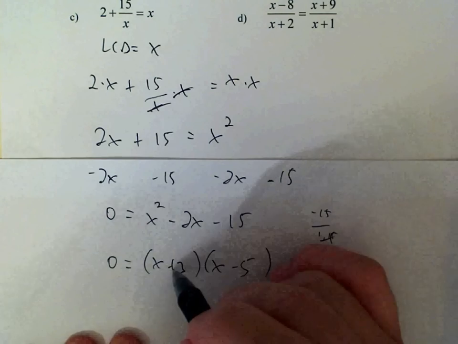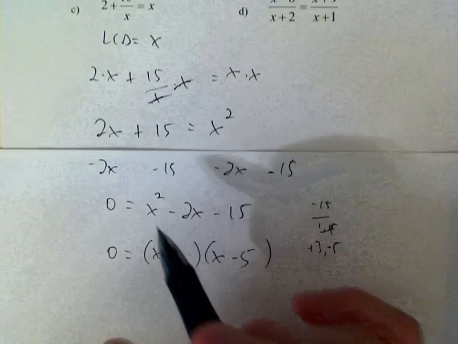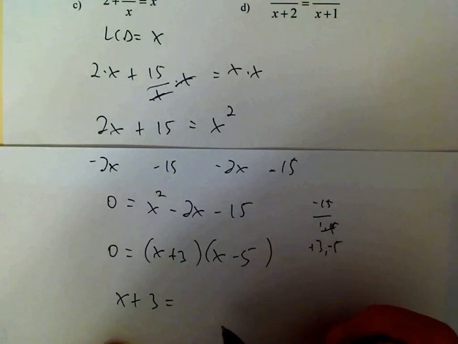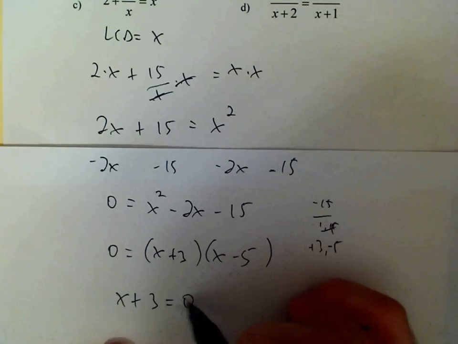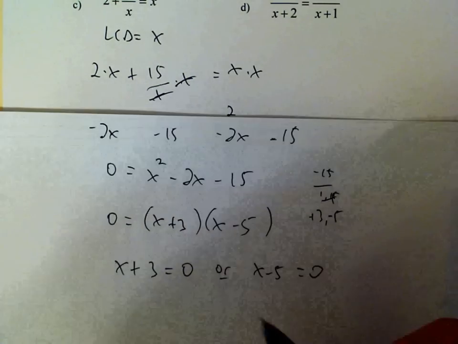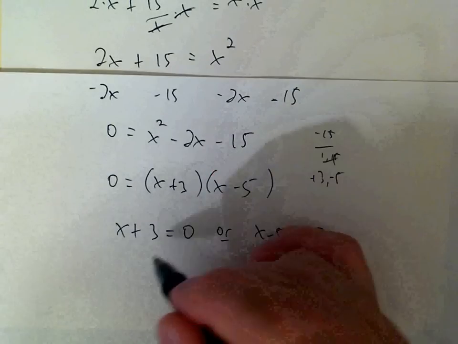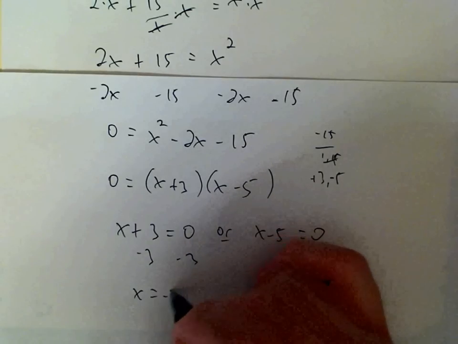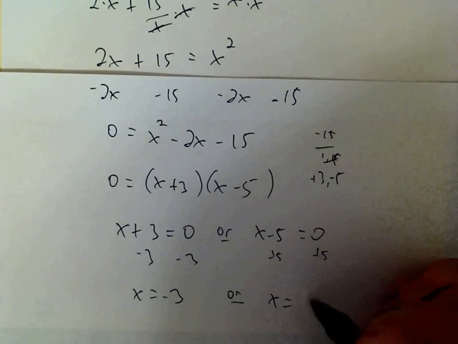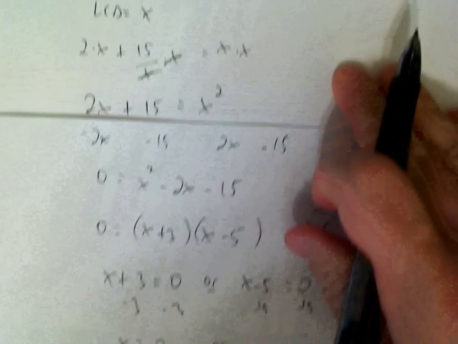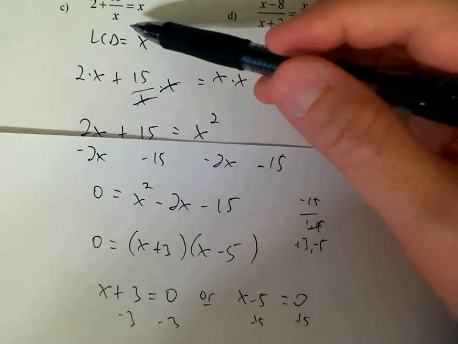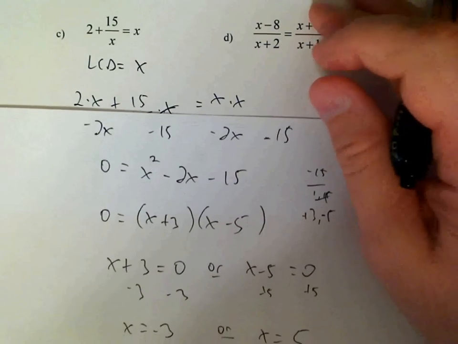And then, since it's in factored form equal to 0, I'm going to use the 0 factor property, or whatever the book calls it, and set each factor equal to 0. Now I'm going to solve each equation for x. So I have x equals negative 3, or x equals 5. Now when I substitute it back in, no danger of division by 0. So both of these are my answers: negative 3 and 5.